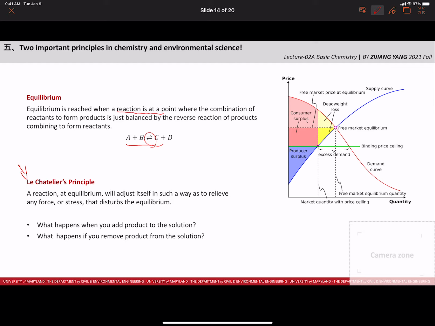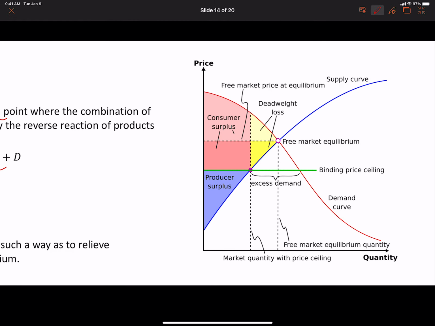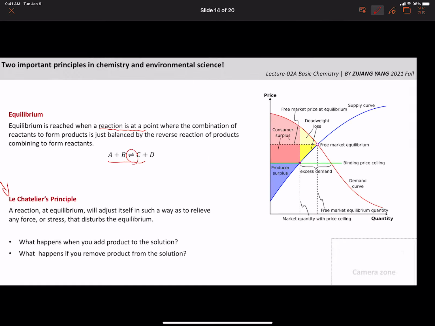And actually, when I say equilibrium, it reminds me of the equilibrium in economics. I think that's the equilibrium of the free market. And when I see these plots, I think in chemistry, equilibrium is easier, so I learned chemistry.